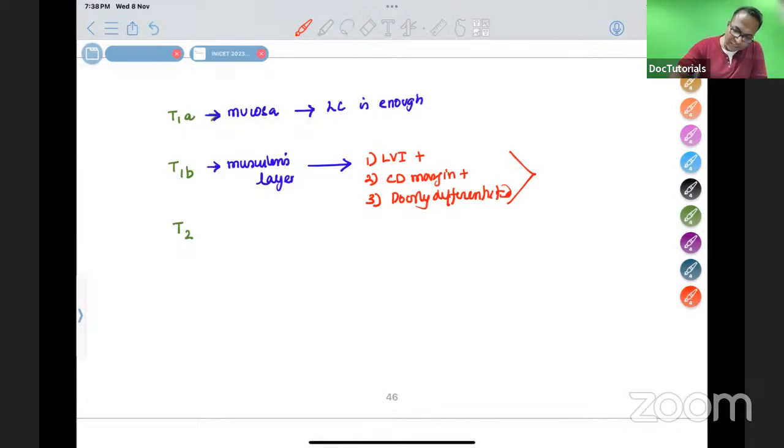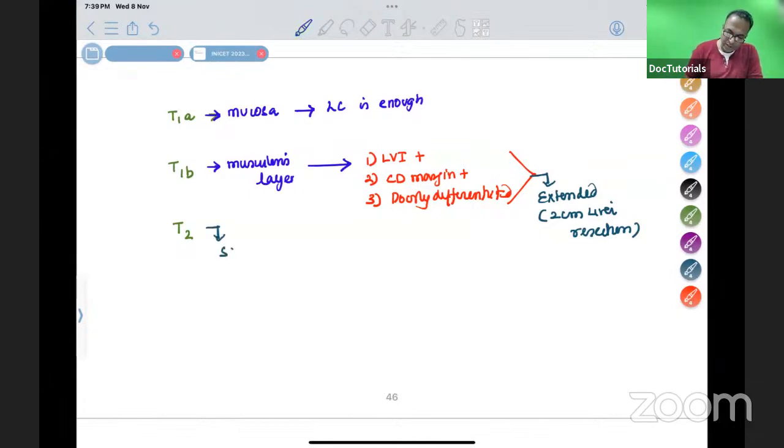If the pathologist is telling it is lymphovascular invasion positive, cystic duct margin positive, poorly differentiated tumor, what should I do? Only in such cases, I should go for an extended cholecystectomy. Means 2 centimeters of liver should be resected. I have to reopen and cut 2 centimeters of the liver in T1B cases. Please remember this.